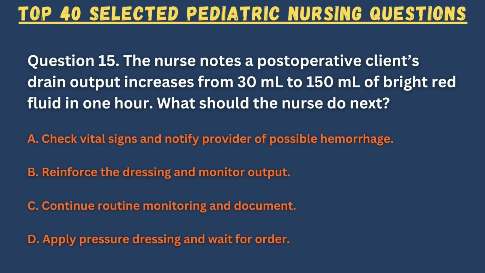Question 15. The nurse notes a postoperative client's drain output increases from 30 milliliters to 150 milliliters of bright red fluid in 1 hour. What should the nurse do next? A. Check vital signs and notify provider of possible hemorrhage. B. Reinforce the dressing and monitor output. C. Continue routine monitoring and document. D. Apply pressure dressing and wait for order.